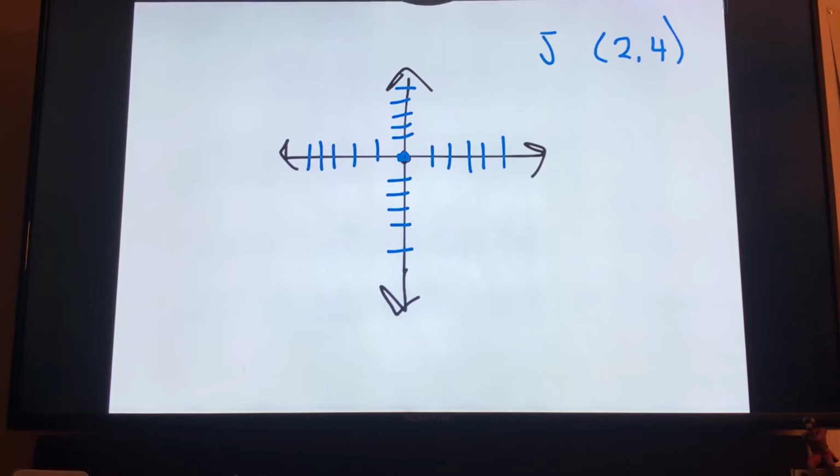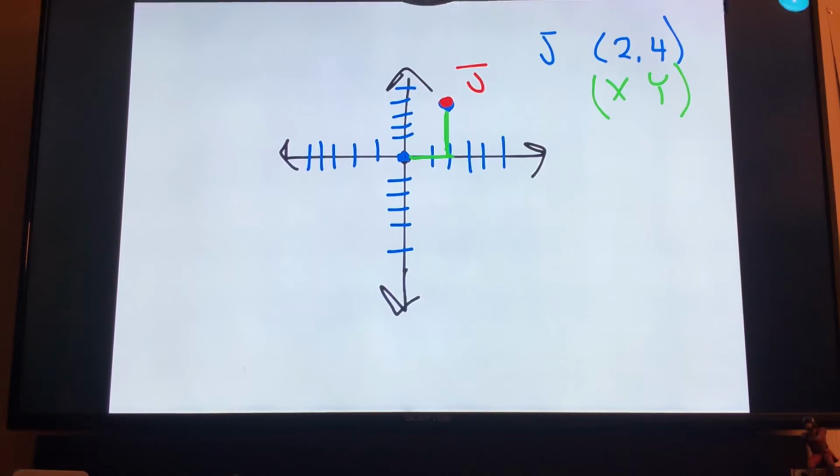So just so you're curious where we're going to go. That's positive 2, so that's going to be 1, 2. Up how many? 4. 1, 2, 3, 4. So our point's actually going to be right here. Let me put it in a different color. So that's going to be J right here. Okay. Let's go ahead and look at the next one.